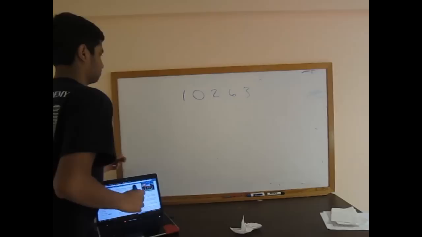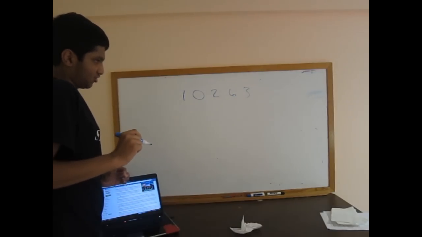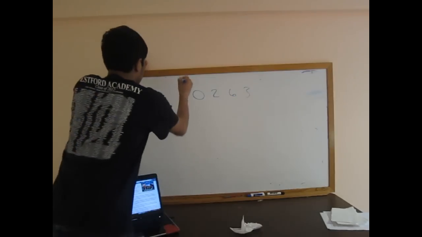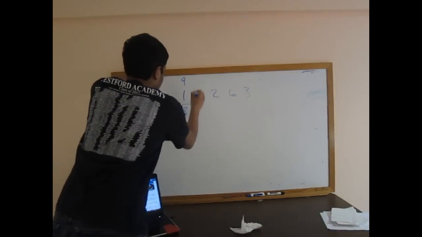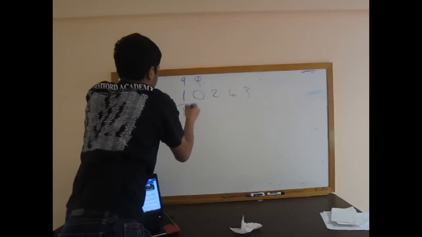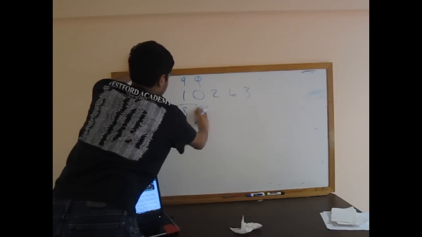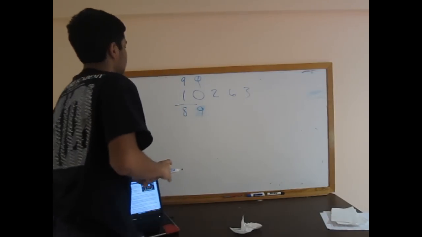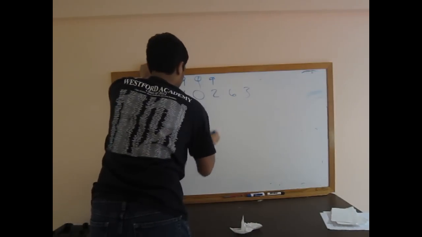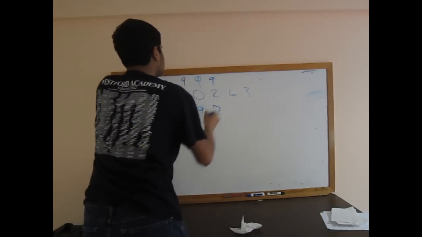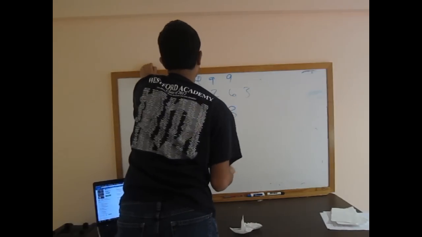So for the 1, what you want to do for all but the rightmost digit is subtract that digit from 9. This is not the rightmost digit, so subtract from 9. Next digit, this is not the rightmost digit, so subtract from 9. This is also not the rightmost digit, so I want to subtract from 9. This is also not the rightmost digit, so I want to subtract from 9. Hey, this is the rightmost digit.